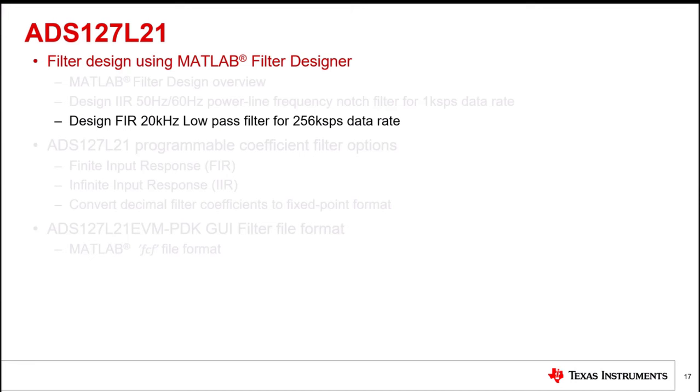All right, now we're going to show an example of how to actually go through the process to design a filter. In this example, we are going to design a 20 kilohertz low pass filter for a 256 kilosamples per second data rate using the FIR filter capability inside of the ADS127L21.